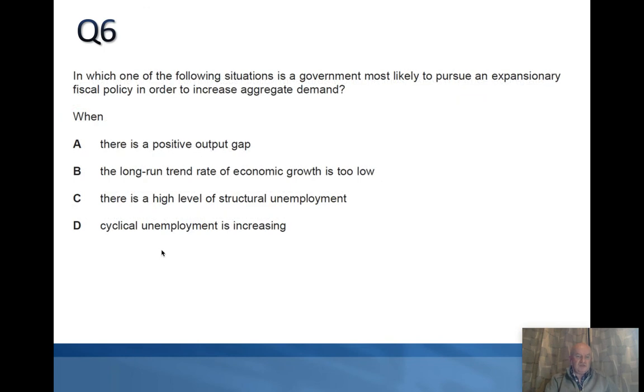Look at question 6. In which one of the following situations is the government most likely to pursue an expansionary fiscal policy in order to increase aggregate demand? The answer would be cyclical unemployment is increasing. If that were the case, the government should be looking to use expansionary fiscal policy in an attempt to reduce cyclical unemployment.